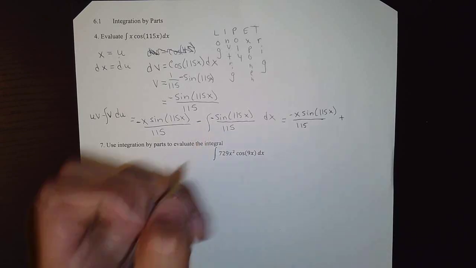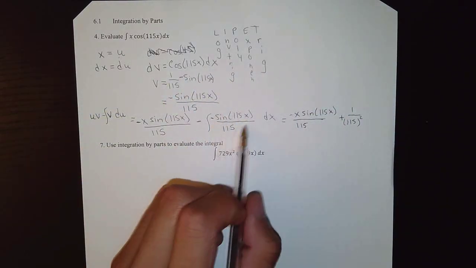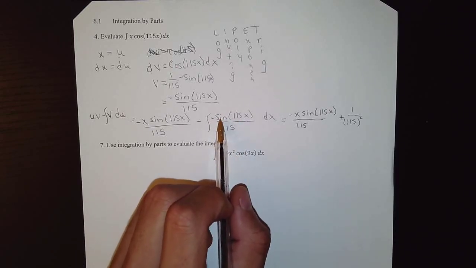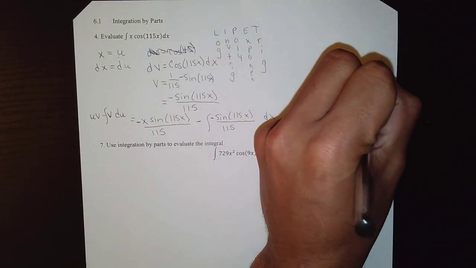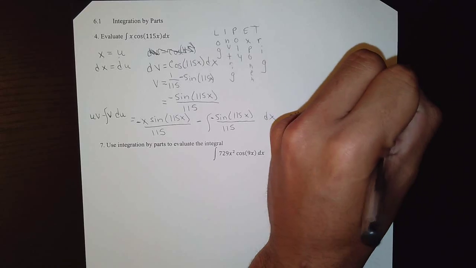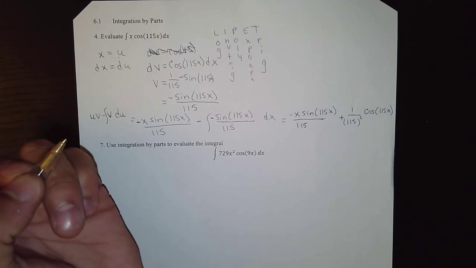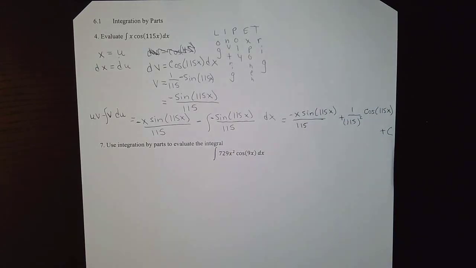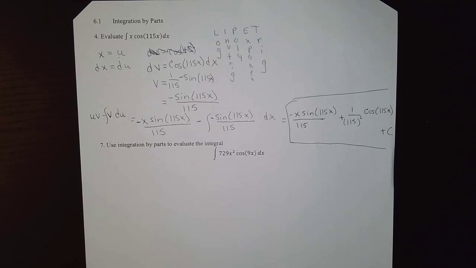plus 1 divided by 115 squared, because of the second u substitution, and now I can find the antiderivative of sine of u, which is just cosine of u, or cosine of 115x. And lastly, we should add on our arbitrary constant c, and so this would be our antiderivative.